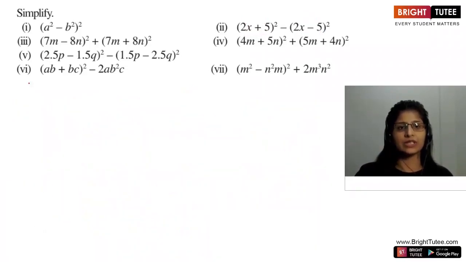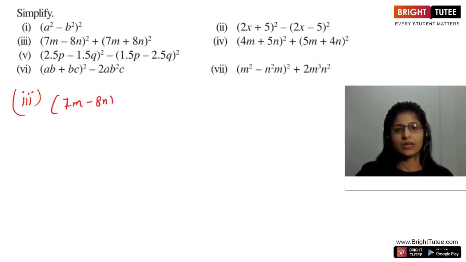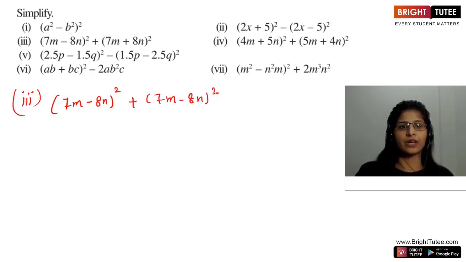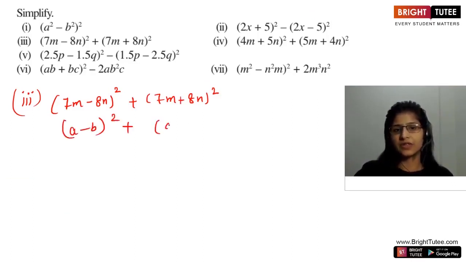In the next question, that is the third part of it, we are given (7m minus 8n) whole square plus (7m minus 8n) whole square. Okay, we have plus in the second part. We have plus here. So how to use this? How to solve this? We see this is of the form a minus b whole square, and this is of the form a plus b whole square.